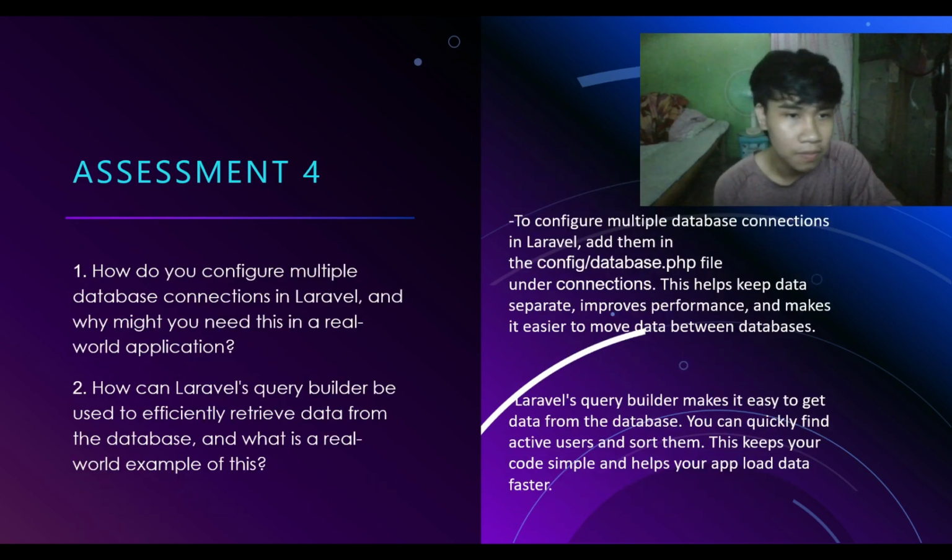Assessment 4. Number 1. How do you configure multiple database connections in Laravel, and why might you need this in a real-world application? To configure multiple database connections in Laravel, add them in the config/database.php file under connections. This helps keep data separate, improves performance, and makes it easier to move data between databases.